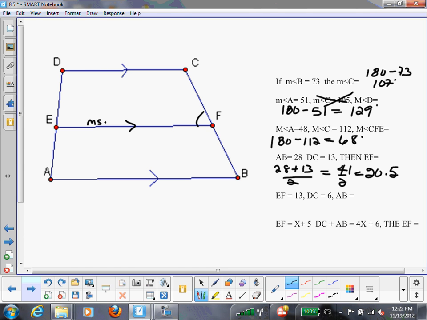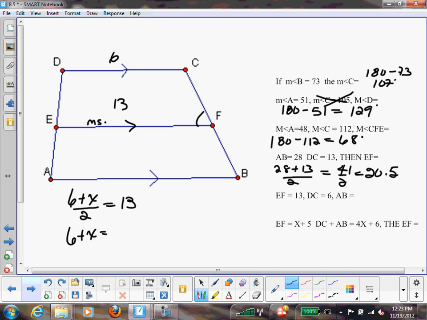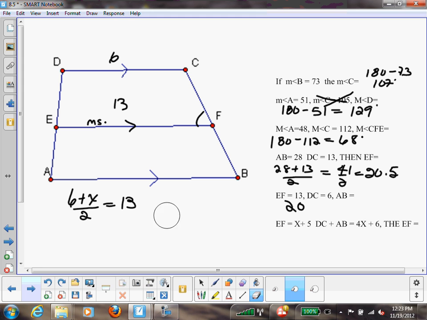If EF is 13 and DC is 6, how do I figure out AB? What would I do on this one? Sarah. All right, what am I going to do now? Who knows what I would do mathematically now? Yes, we don't like fractions. So 6 plus x equals 26, so x is equal to 20. And because I like to make life difficult for you guys and make y'all work, not really. I just want you to use your algebra.